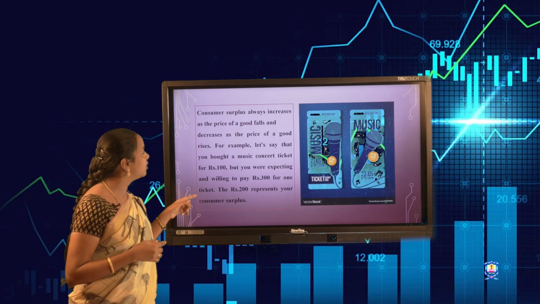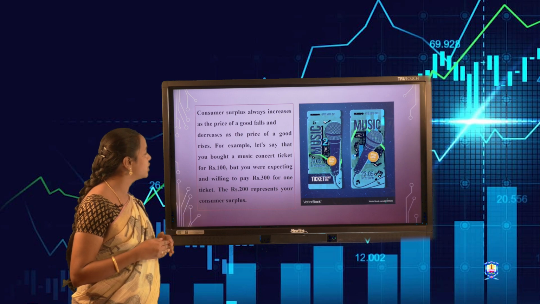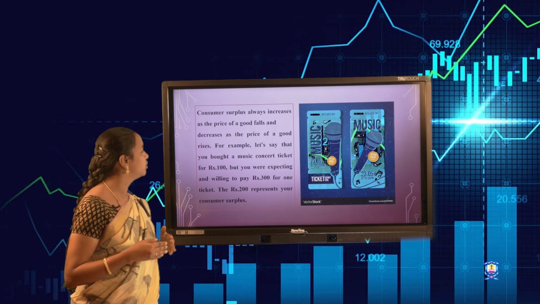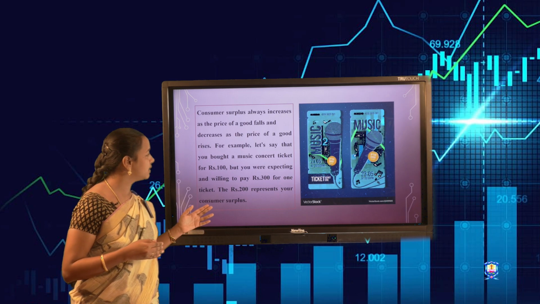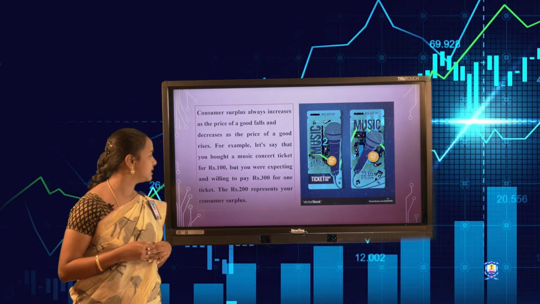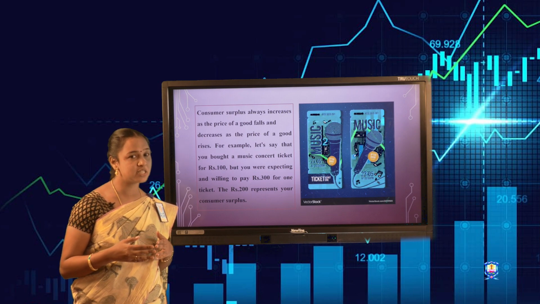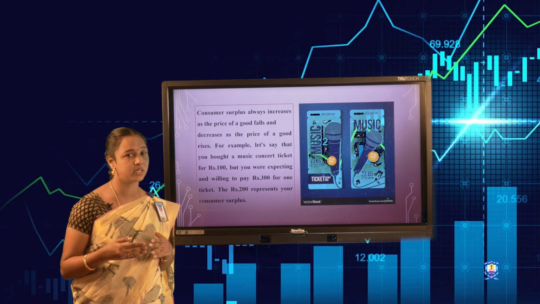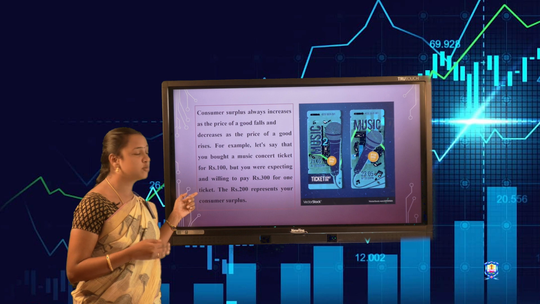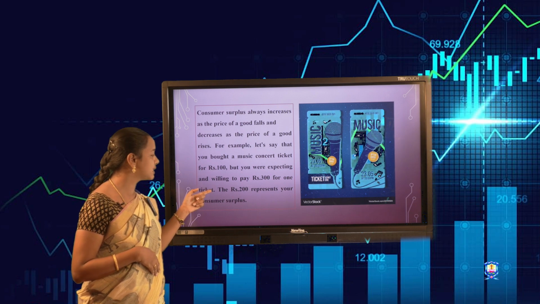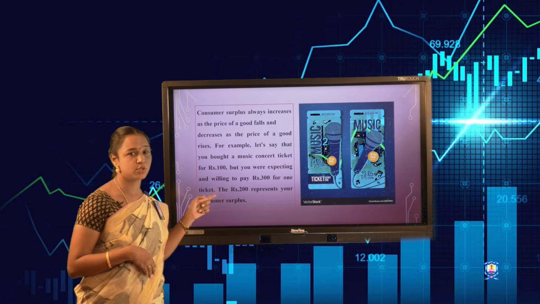Consumer surplus always increases as the price of a good falls and decreases as the price of a good rises. For example, let's say that you bought a music concert ticket for rupees 100. But you were expecting and willing to pay rupees 300. The difference between the maximum price and what you actually paid is the consumer surplus. Here in this example, rupees 200 is your consumer surplus.